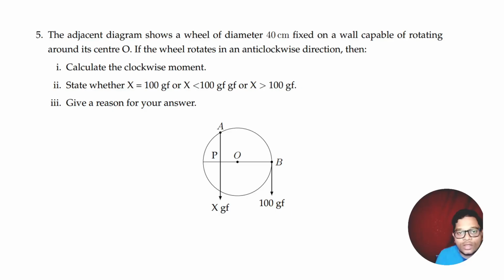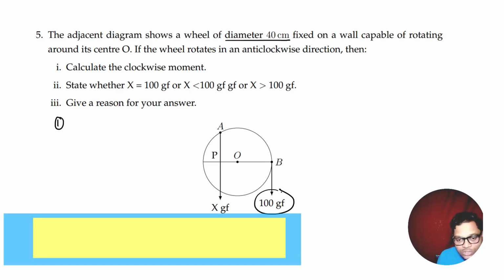There is a wheel, the diameter is given to you, and it is rotating about point O. Now, if the wheel is rotating in the anti-clockwise direction, then calculate the clockwise moment. So the clockwise moment will be responsible for this one, because this weight that is acting over here is going to cause an anti-clockwise moment.